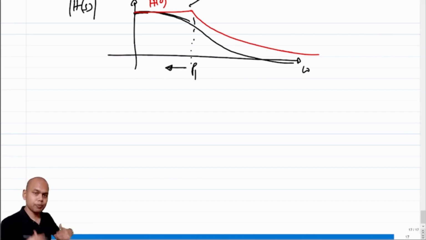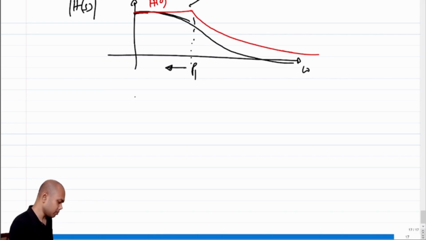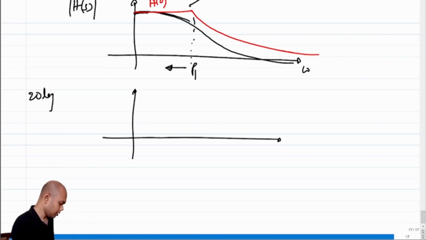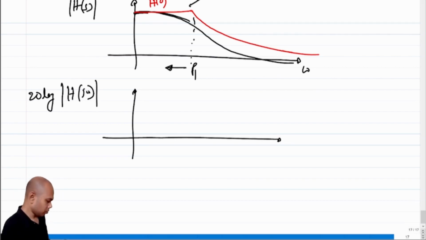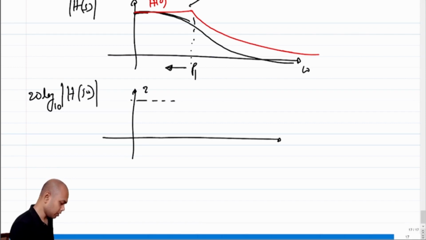The solution is to express this in logarithmic scale. The plot I have drawn is a linear scale. If we express it in logarithmic scale, then there is hope. So if we express it as 20 log 10 of the mod of H of j omega, what will happen at very low frequency? This will be 20 log of H of 0.